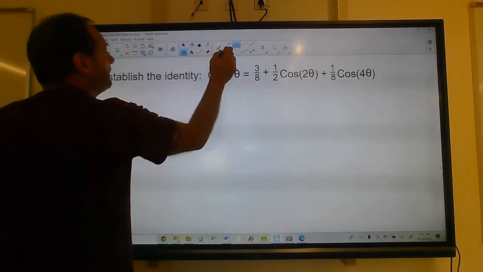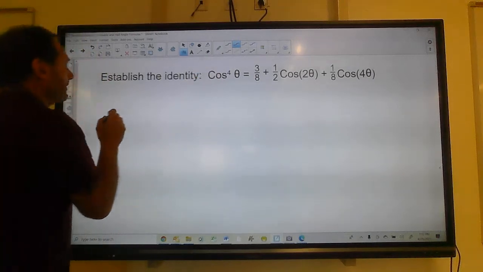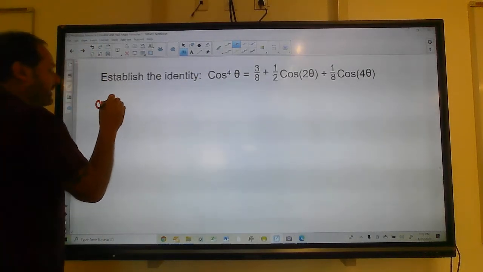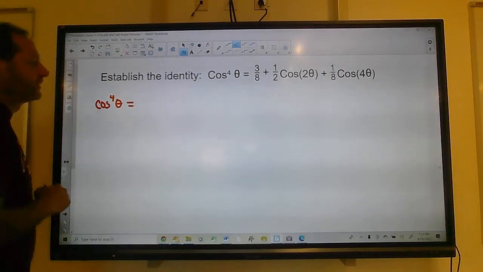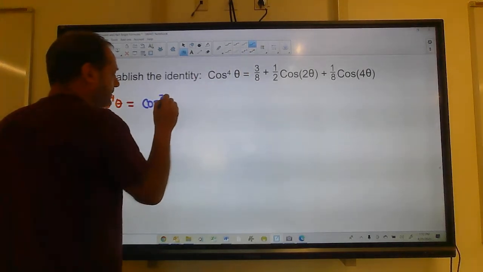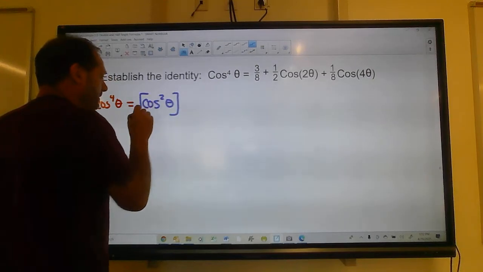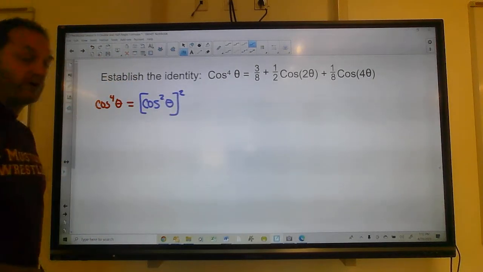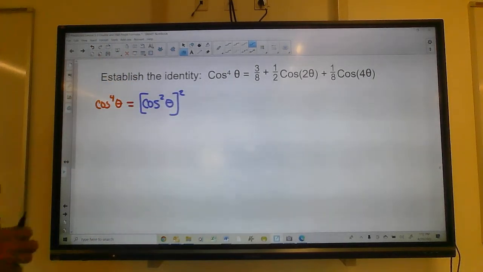All right. So let's start with this. Cosine to the 4th theta. Well, I could rewrite that as cosine squared theta, squared. If I square something that's already squared, that's taking it to the 4th power.